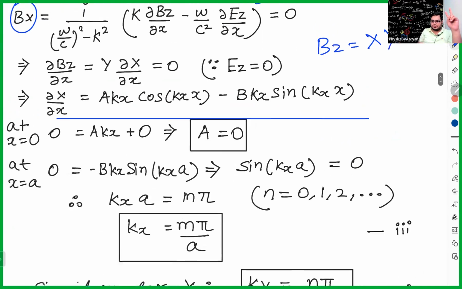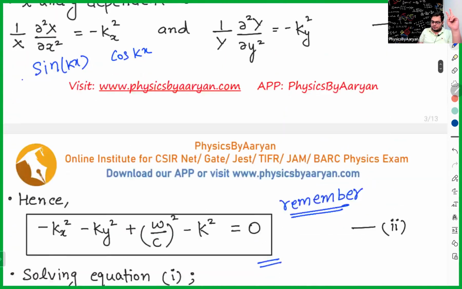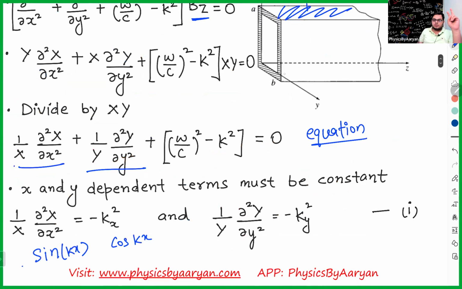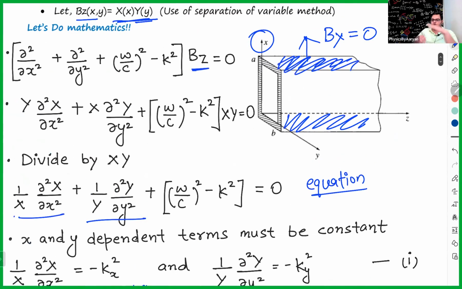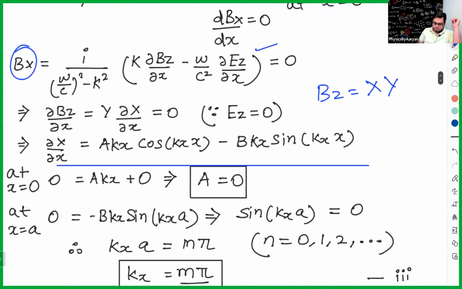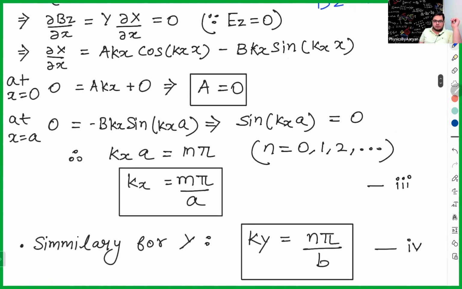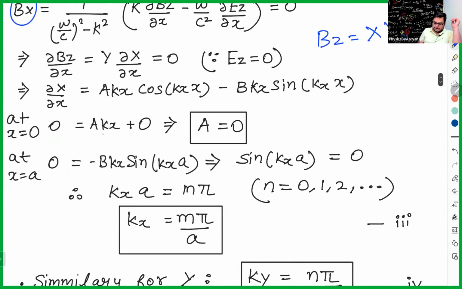So now I have two surfaces. One is the bottom surface, which is x comma 0, and one is the top surface, which is x comma a. So this is x0, this is xa. First use x0. If I use x0, cos 0 is 1, so I get a kx, and sin 0 is 0, so this is 0. So my a kx comes out to be 0. It means my a is 0.